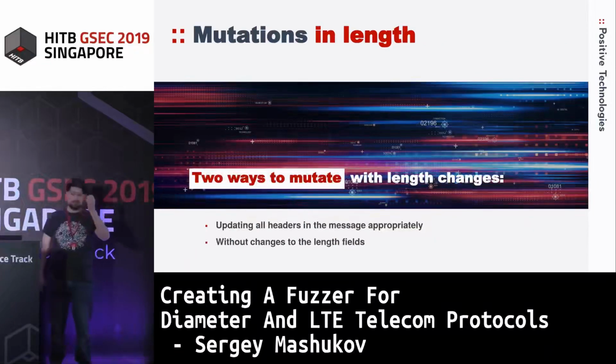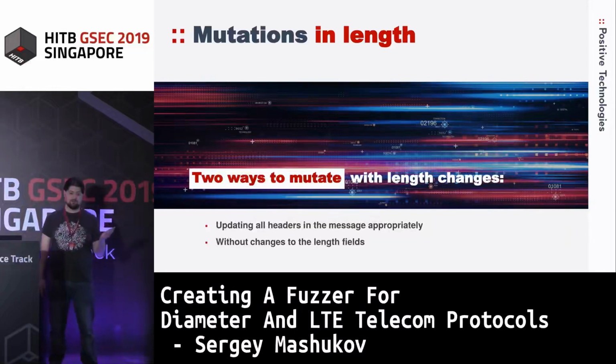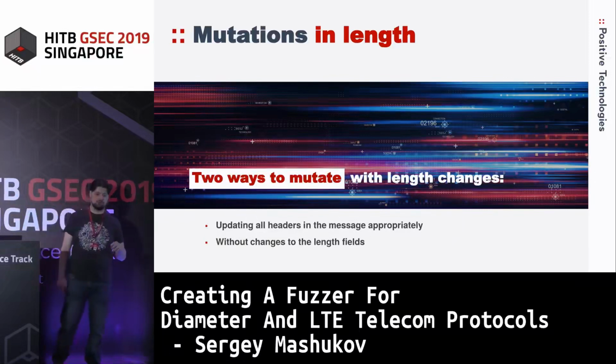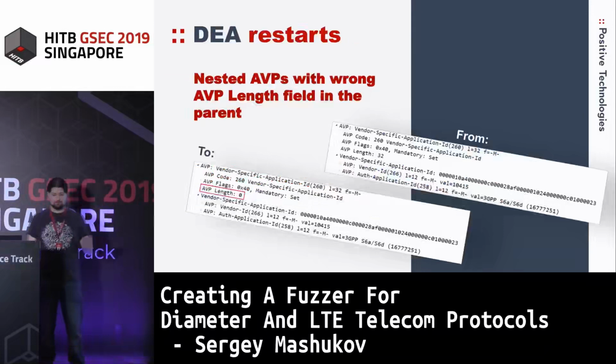The other interesting topic is mutations in length. I think this part is best done after you do all your scope, like you do the length mutations during their own scope. And again, there are questions on how to do this, because you can update all headers in the message appropriately, or you can also not update them. You just go and put some wrong number there. And I think you should do both.